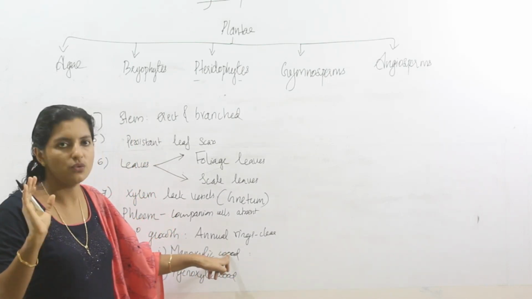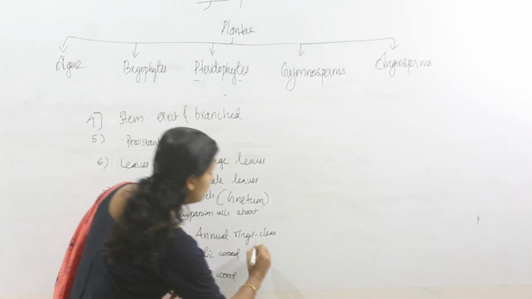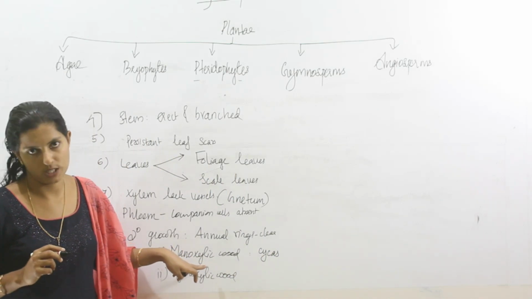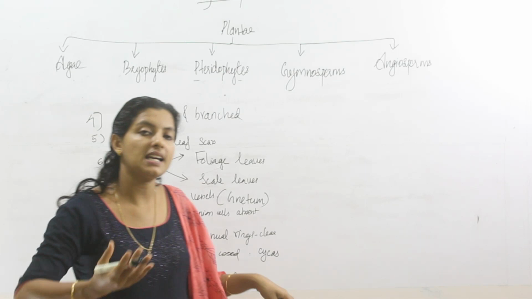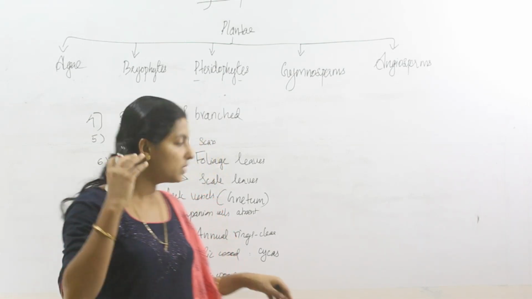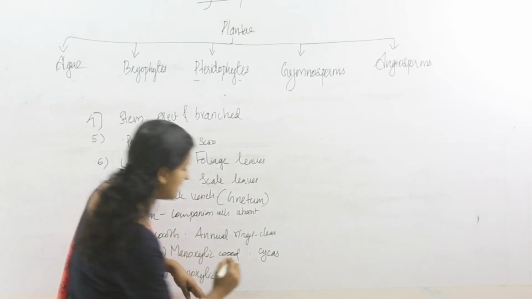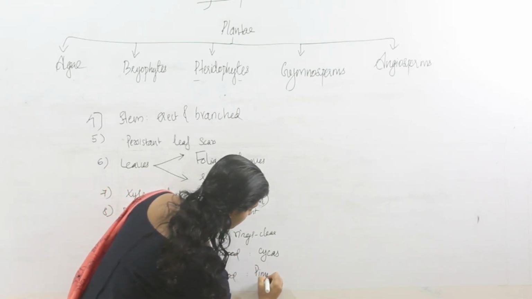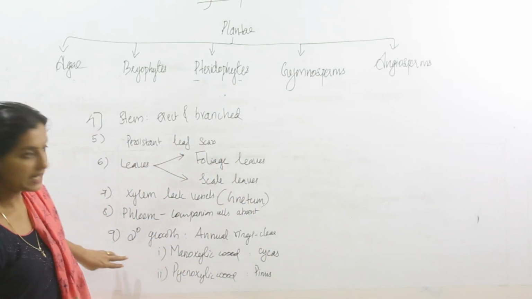So the soft wood present in gymnosperms is called monoxylic wood. The wood of cycas is an example for monoxylic wood. But in case of pycnoxylic wood, the amount of parenchyma is very less, so the wood is very strong and compact. The example for pycnoxylic wood is pinus. So that is the 9th point.